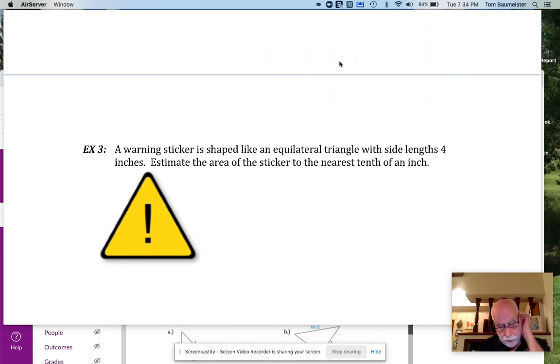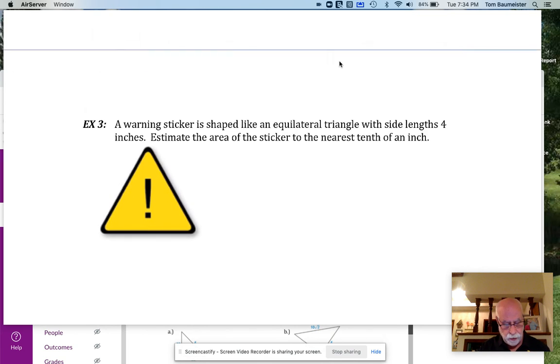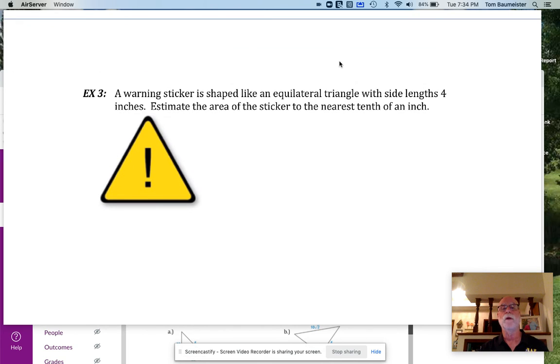So example 3 here is a word problem. Again, I gave you a couple of real-life examples. A warning sticker is shaped like an equilateral triangle with side lengths 4 inches. Estimate the area of the sticker to the nearest tenth of an inch. So remember, what do we remember about our triangles? Well, the area is equal to 1/2 the base times the height, but I've found that a lot of you like to say base times height divided by 2.